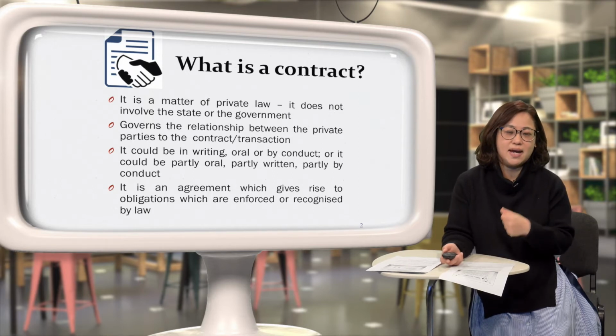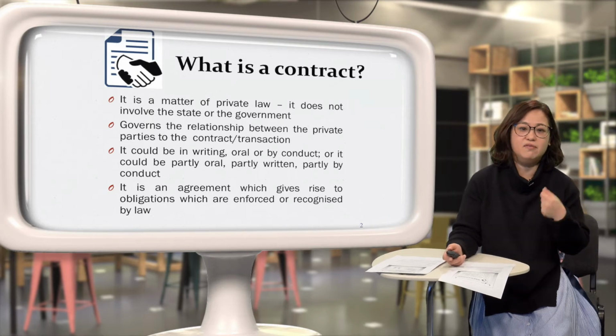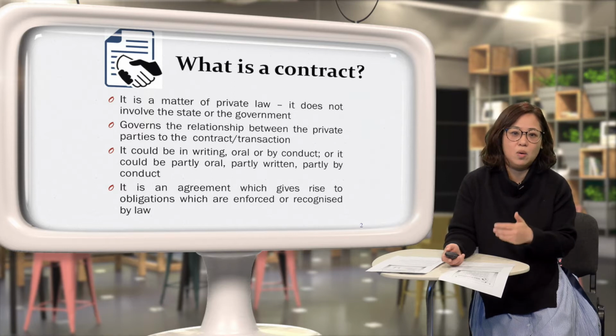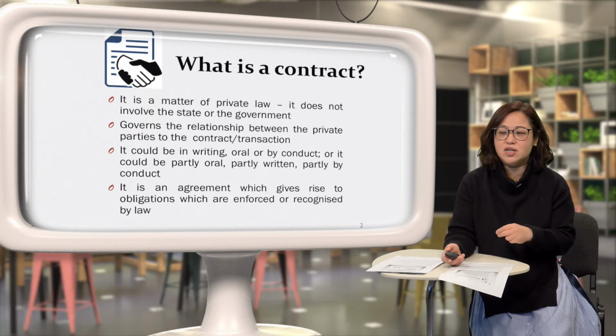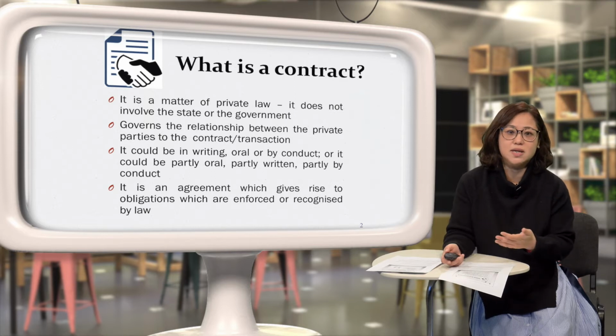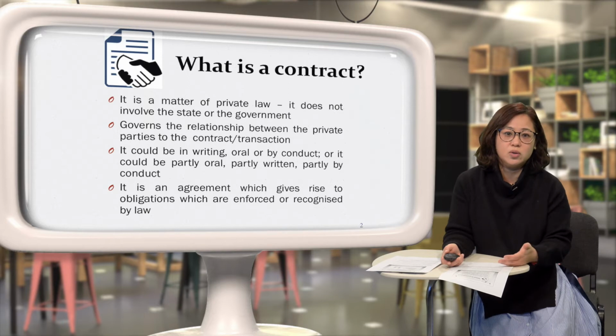Now, unlike matters of public law, like criminal law where someone murders somebody and the government sues the murderer, contract law is a matter of private law and it's a matter between individuals. It governs the relationship between the private parties in the transaction. So, for example, if one party wants to seek recourse against another party in a contract, it will just sue the other in a court. The state will not be involved.